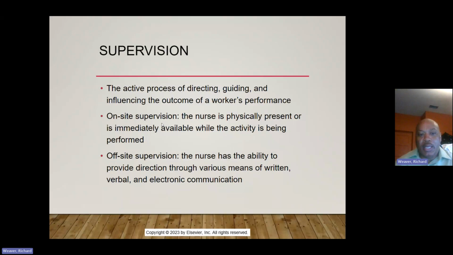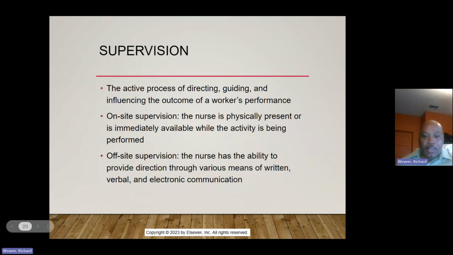All right. Now, as far as supervision is concerned, what is supervision? The AMA defines supervision as the active process of directing, guiding, and influencing the outcome of an individual's performance of a task, the delegatee. Supervision may be categorized as on-site. And what does this mean? This means that the nurse is physically present on site, or immediately available while the activity is being performed, or off-site, in which the nurse has the ability to provide direction through various means of written, verbal, and electronic communication.